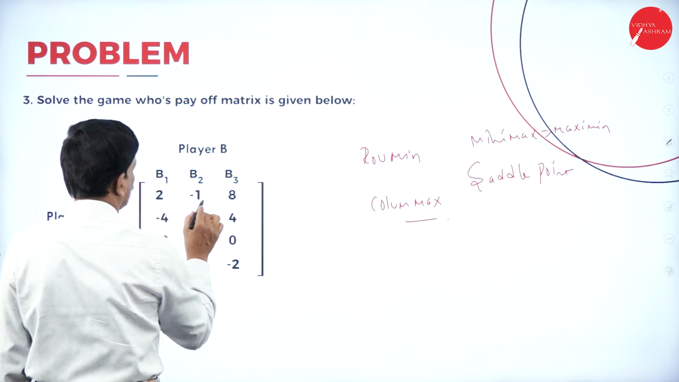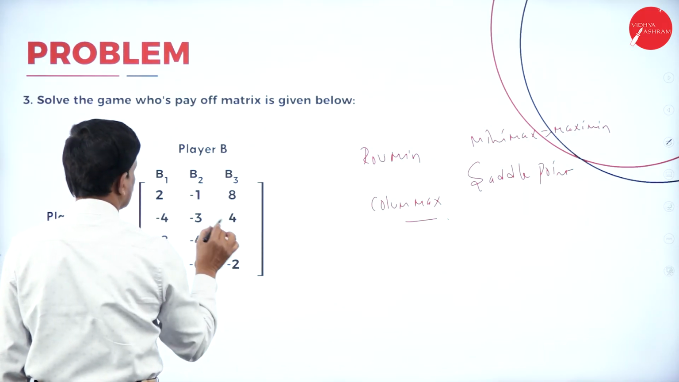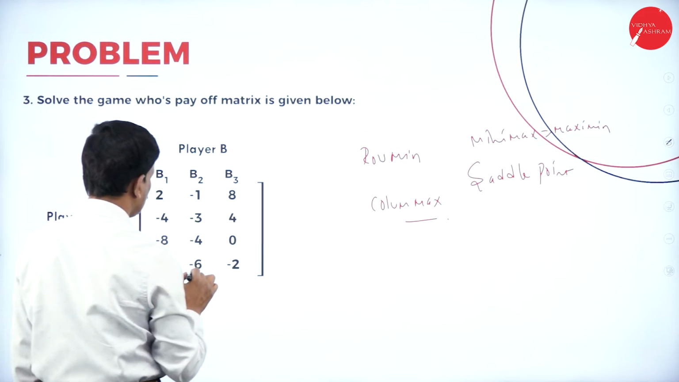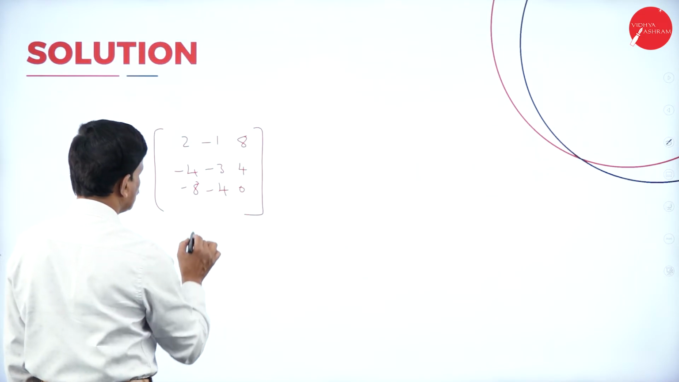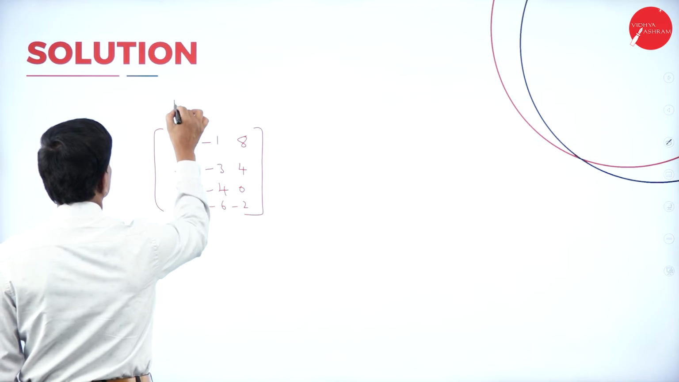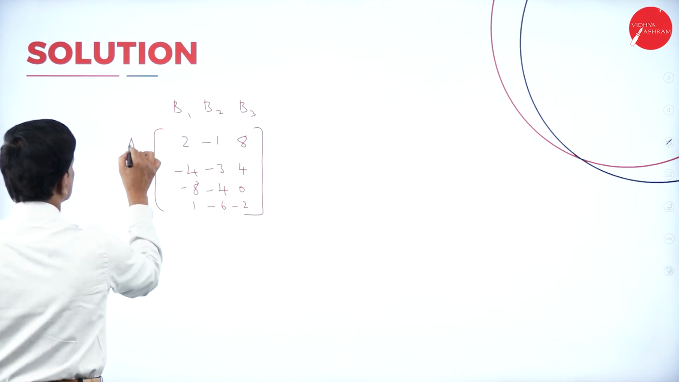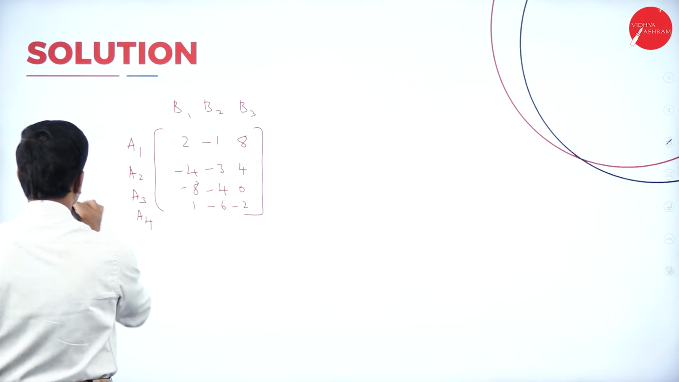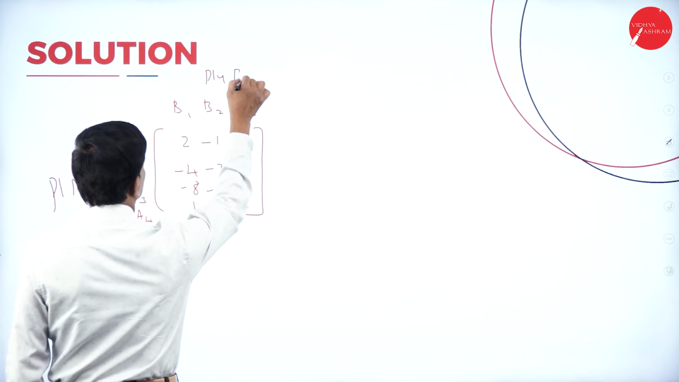So, the values are 2, -1, 8; 2, -1, 8; -4, -3, and +4; -8, -4, 0; -8, -4 and 0; then 1, -6, -2. This is player B: B1, B2, B3. This is A1, A2, A3 and A4 for the player A and for the player B.